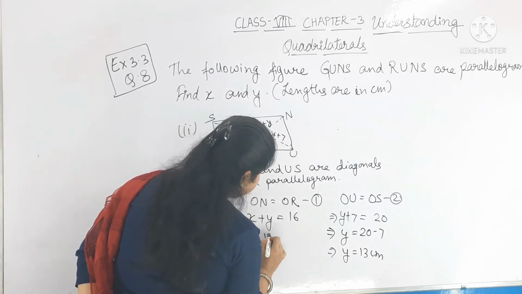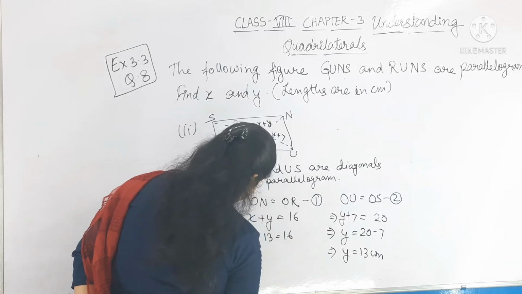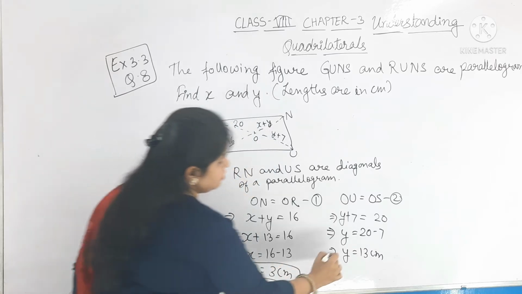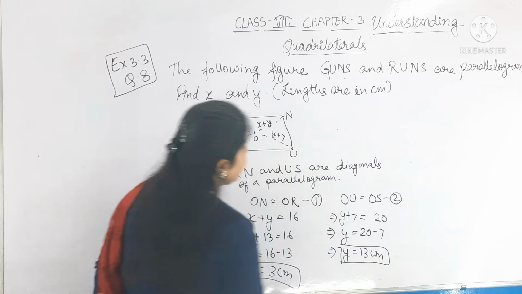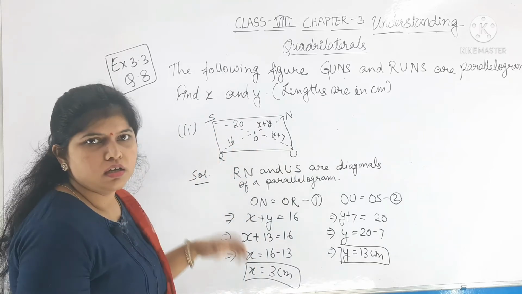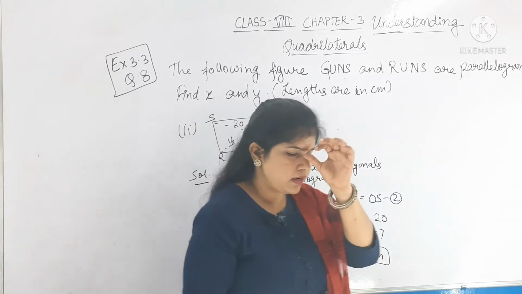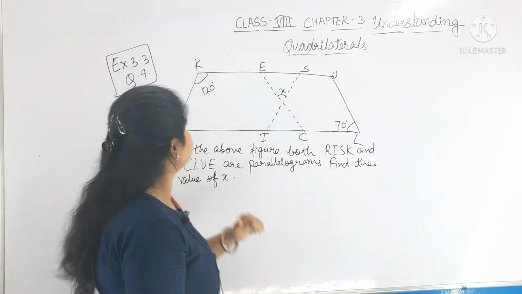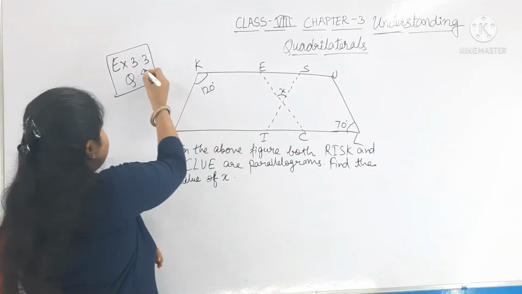x plus 13 equal to 16. x equal to 16 minus 13, that is x equal to 3 centimeter. So these are the values of x and y of question number 8 part 2, right? Okay students, let's move to question number 9.